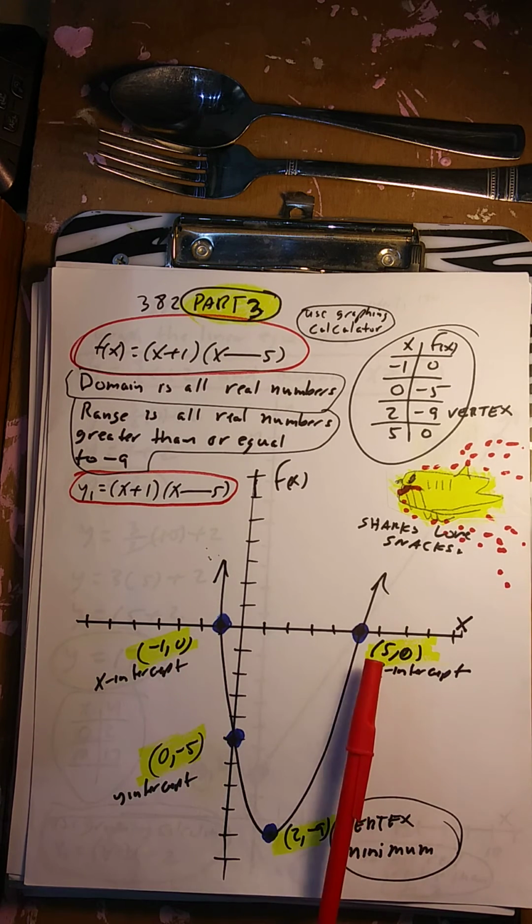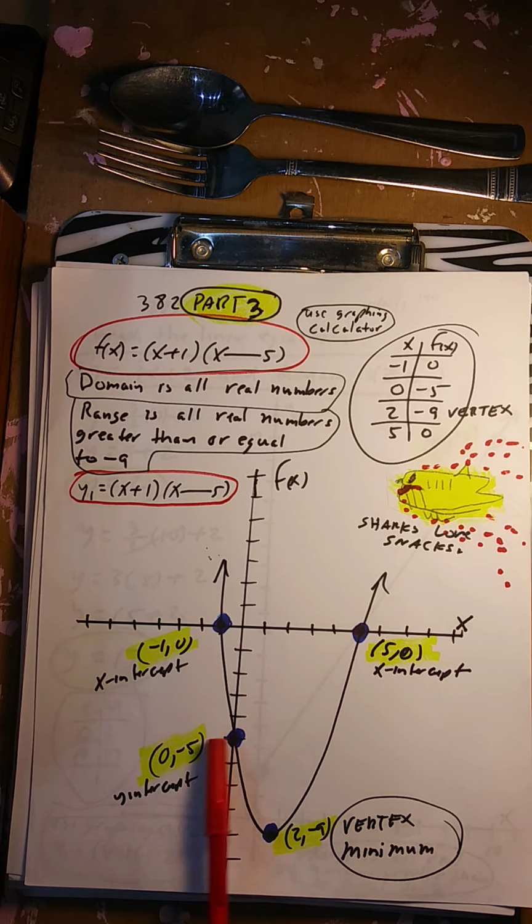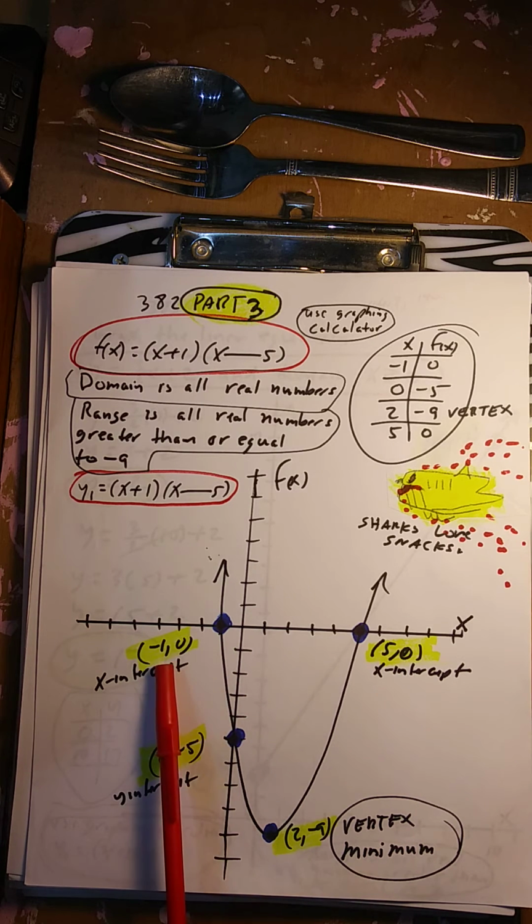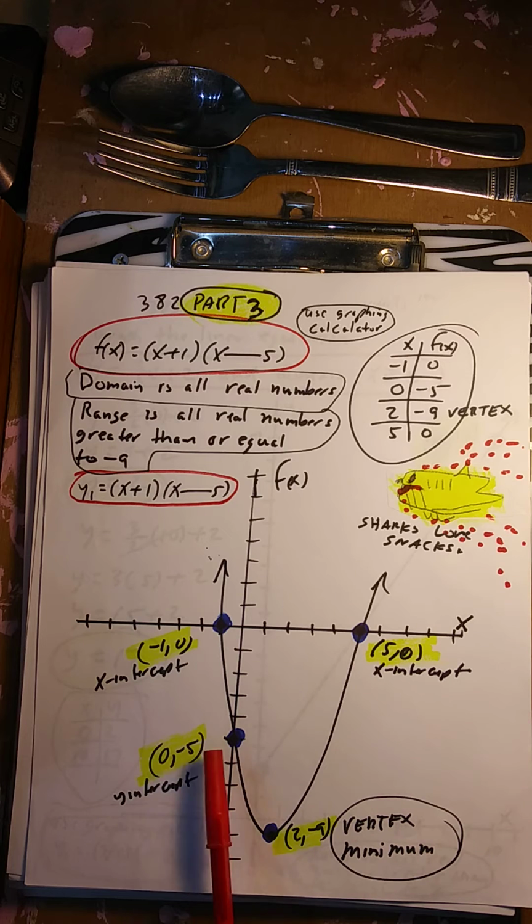X-intercepts there. X-intercepts right there. And then the Y-intercept is right here. 0, -5. So the x-intercepts are -1, 0 and 5, 0, and the y-intercept is 0, -5. And then it goes like this.